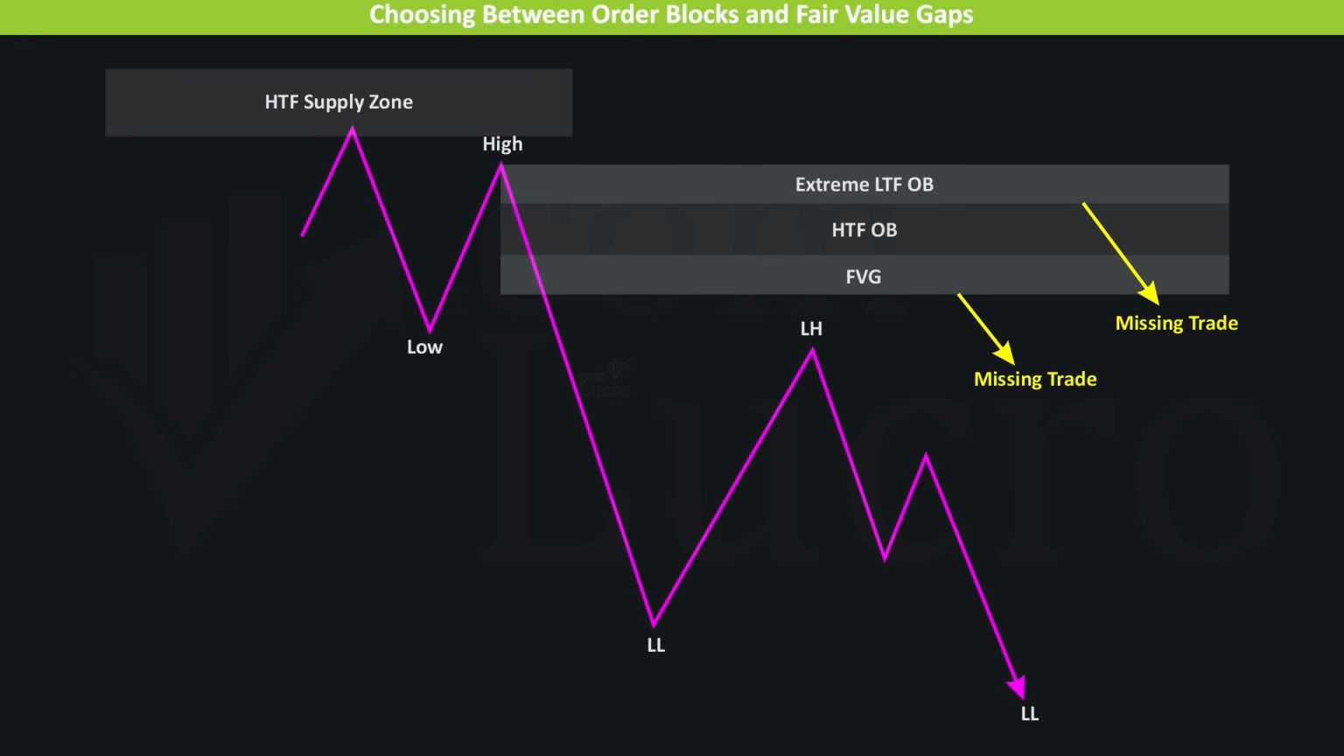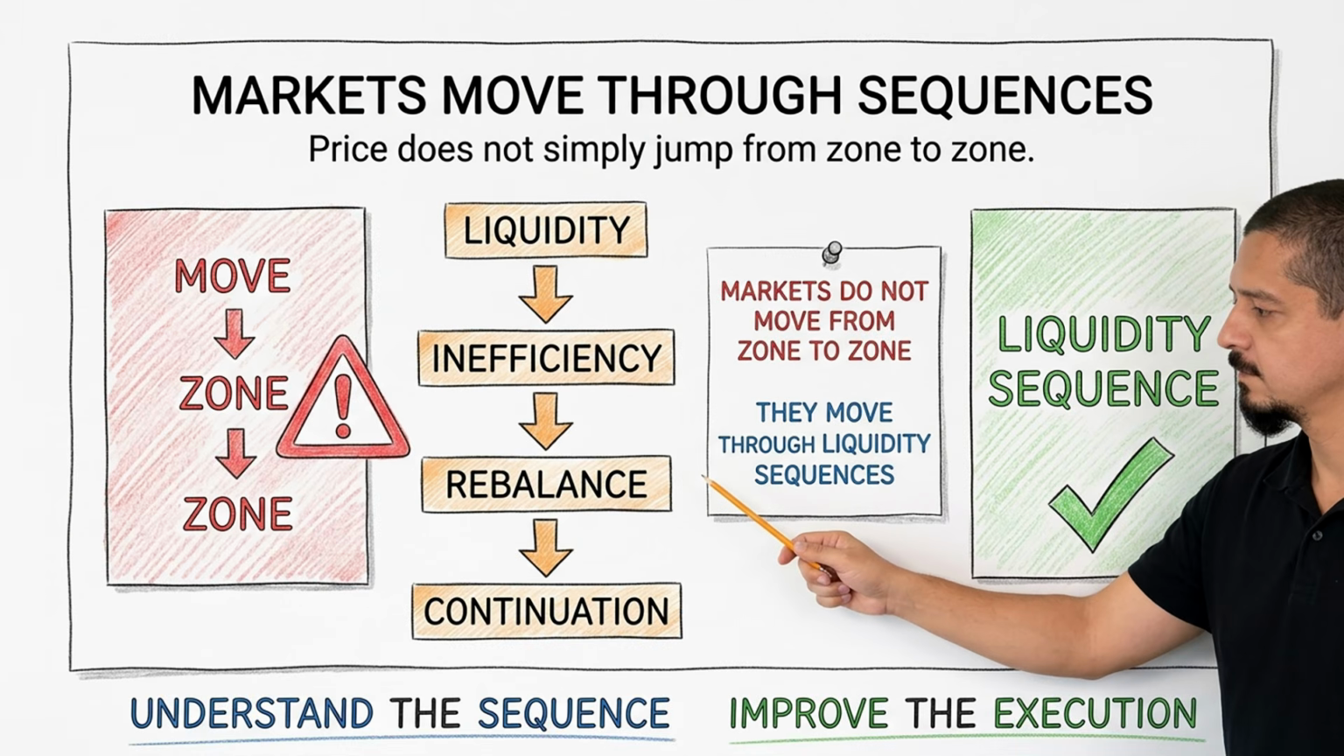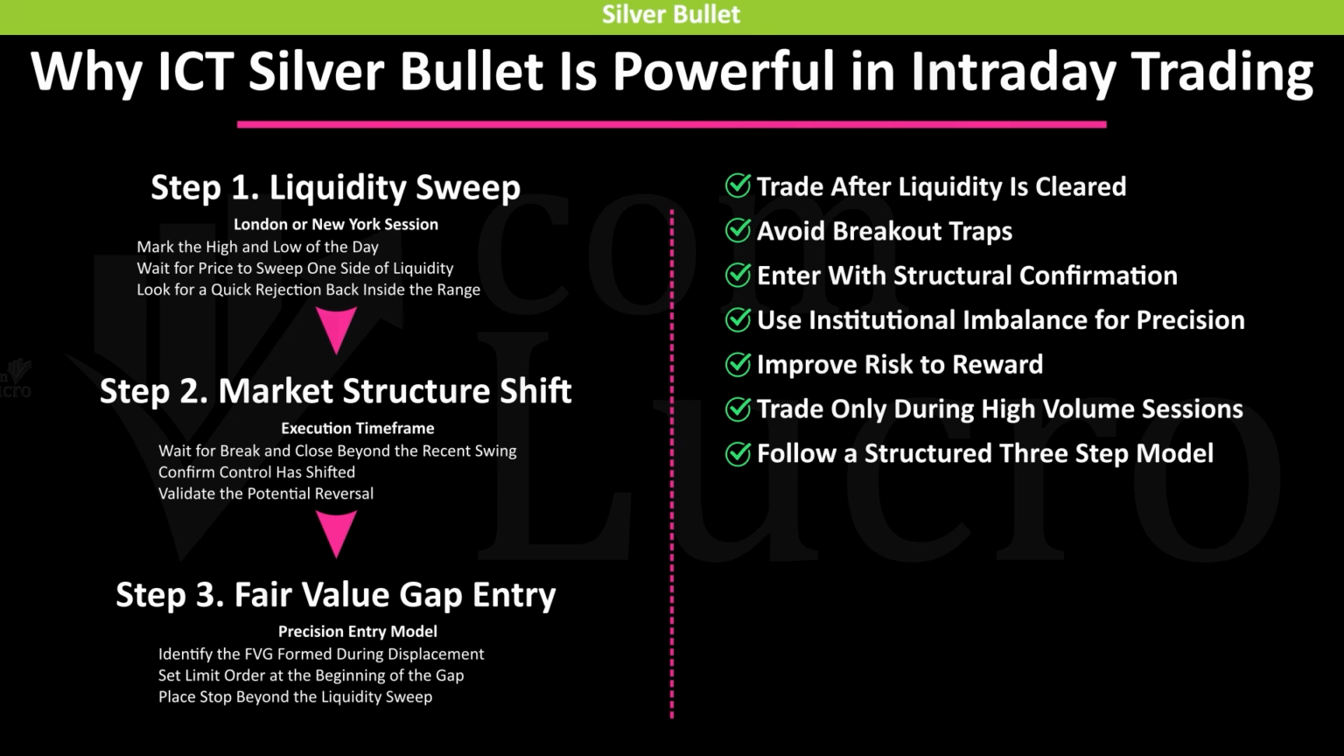The main reason price behaves this way is the level of inefficiency it creates while attempting to retrace toward the fair value gap or order block positioned at the extreme. When price forms a large inefficiency on its way to those zones, it leaves behind significant liquidity voids. As a result, the market often pauses to fill those voids before continuing. This behavior highlights an important principle. Markets do not simply move from zone to zone, they move through liquidity sequences. And when we understand that sequence, execution becomes far more precise.